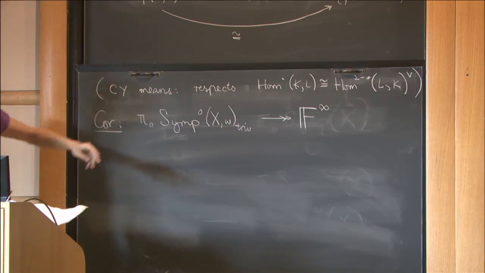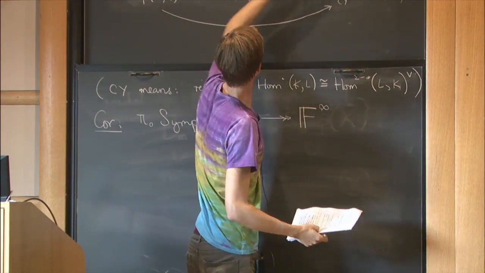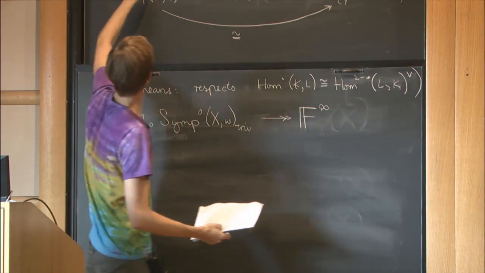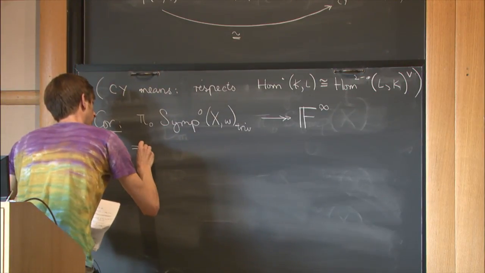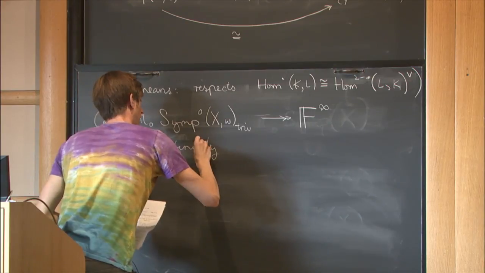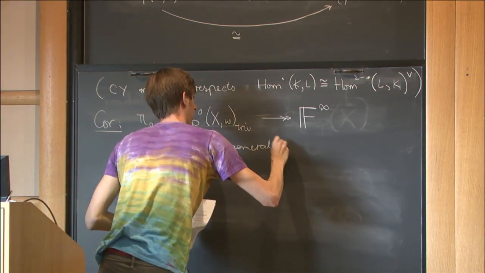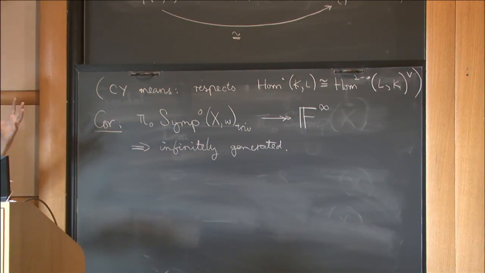So in particular, since this is an isomorphism, this guy maps surjectively onto this one, which is F infinity. So this guy is infinitely generated. So that's the result I stated before.